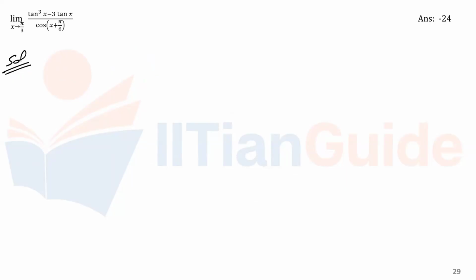L'Hospital is going to be very lengthy. Okay, so they won't even be able to do that. It's going to be very lengthy. And tell me another method. Limits tending to pi by 3. We have the quotient tan cube x minus 3 tan x divided by cos of x plus pi by 6. Tell me how to proceed and find out the easiest and the shortest way.